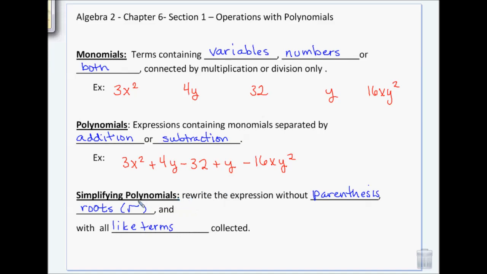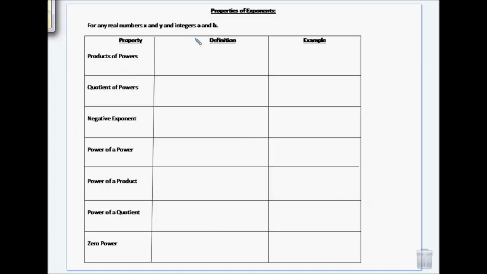I have no idea. So anyway, to simplify polynomials, you have to rewrite the expression with no parentheses, no roots, and all like terms collected. Okay, so we have some powers of exponents, products of powers.